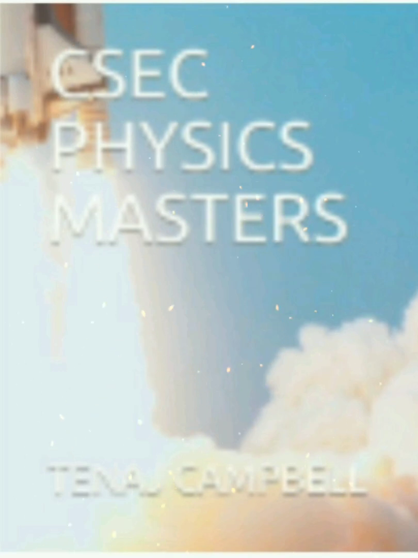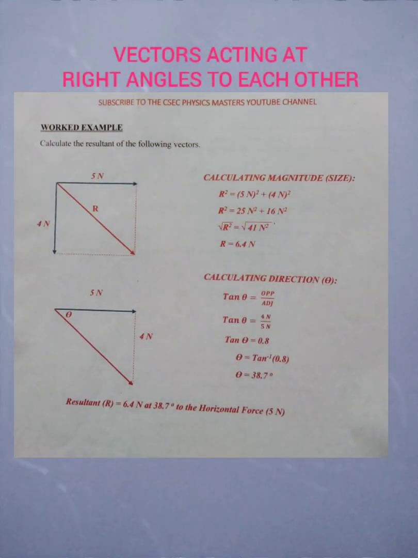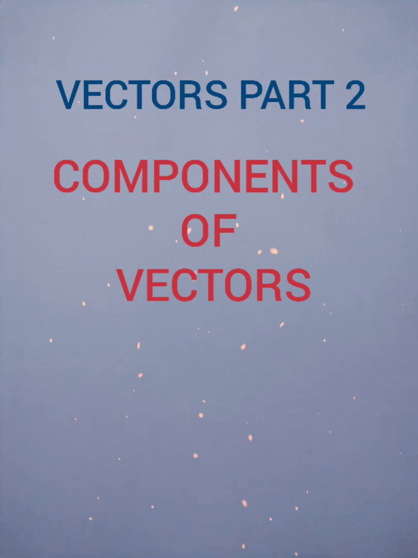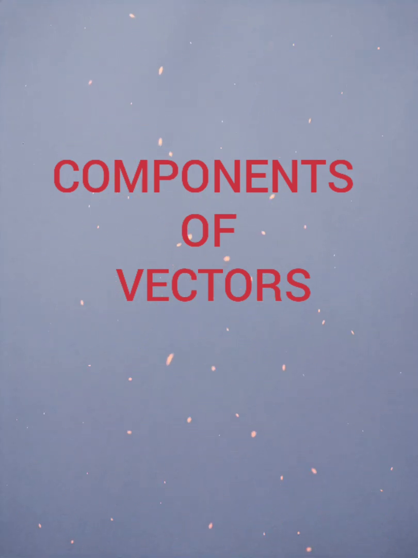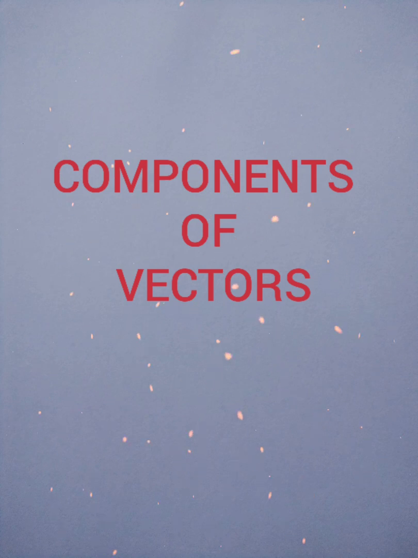This is the final part of a two-part video on vectors. In part 1 we looked at how to add and subtract vectors that are moving along the same line. And we also looked at how to find the resultant of vectors that acted at right angles to each other. In part 2, however, we are going to be looking at the components of vectors. Something that is very important, as it can be used to accurately calculate problems from several different topics, and something that each and every physics student should know how to do.